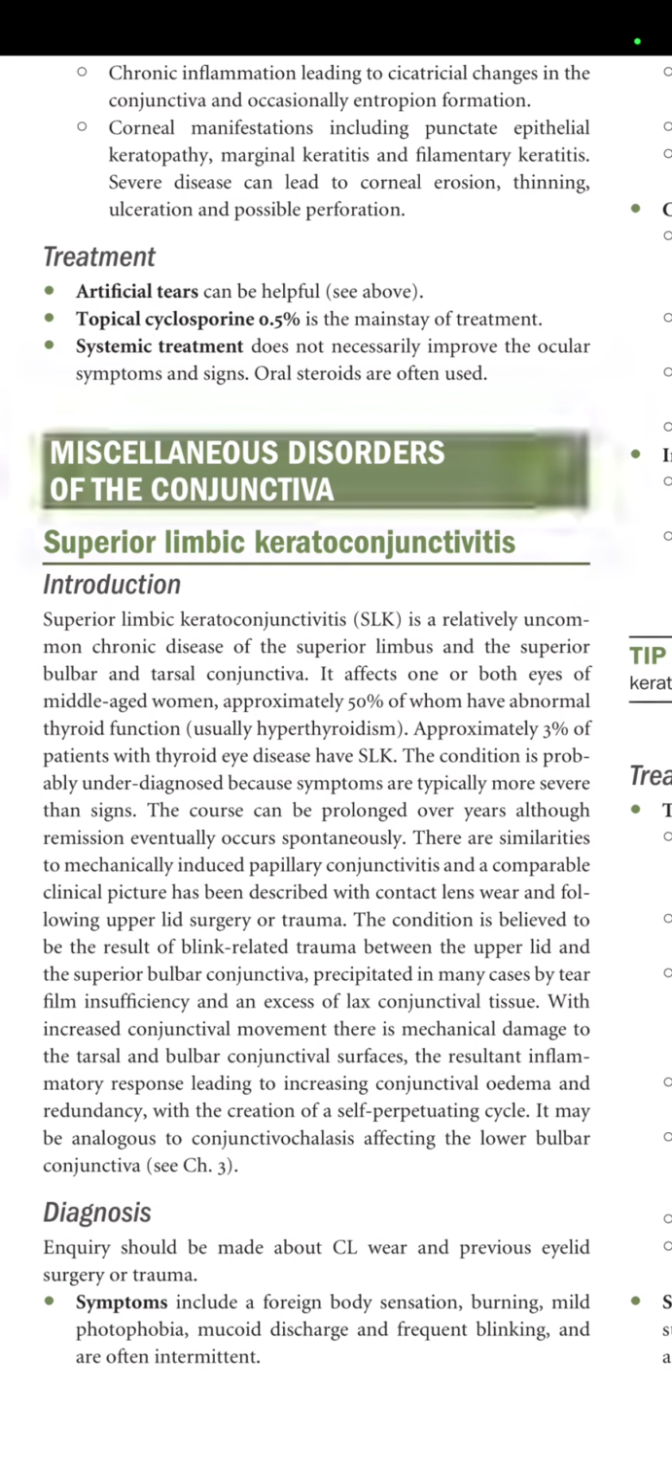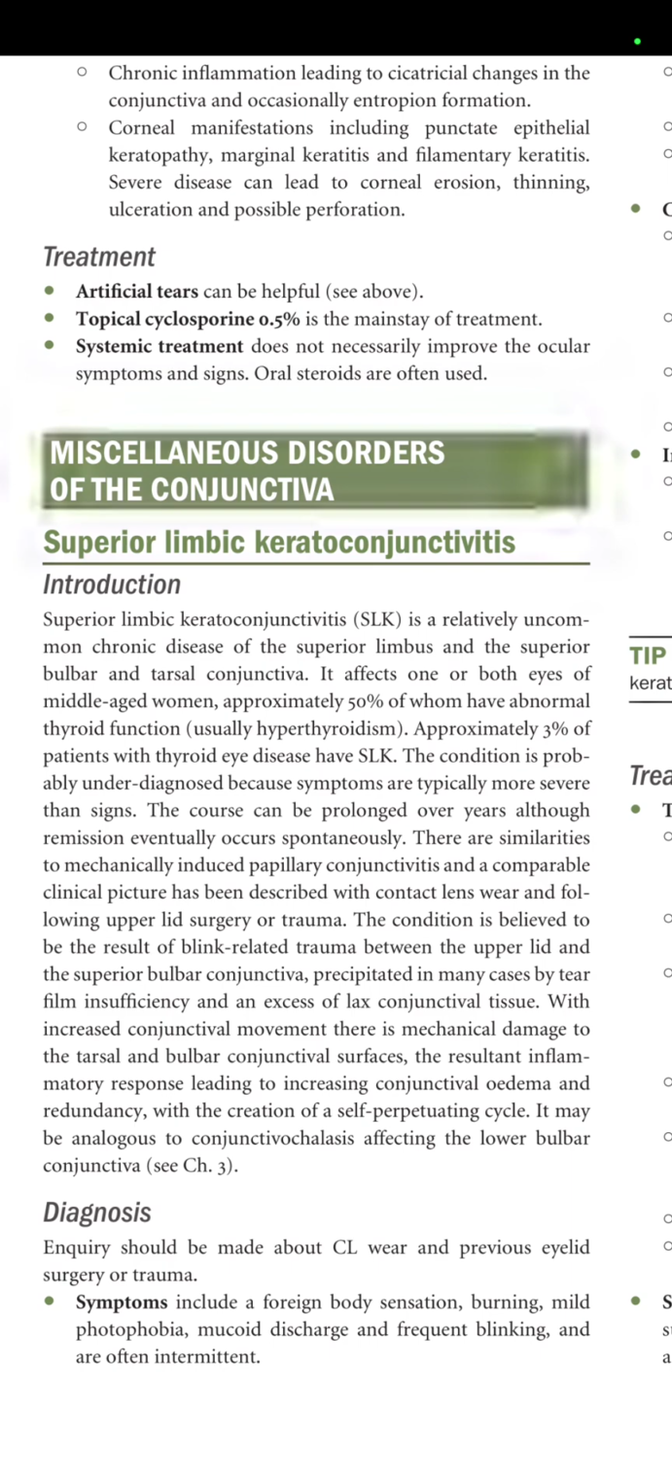Introduction. Superior limbic keratoconjunctivitis, SLK, is a relatively uncommon chronic disease of the superior limbus and the superior bulbar and tarsal conjunctiva. So all the superior side is involved. It affects one or both eyes of middle-aged women, approximately 50% of whom have abnormal thyroid function, usually hyperthyroidism. Approximately 3% of patients with thyroid eye disease have SLK. So if a patient presents to you with SLK, then 50% of them will have deranged TFTs and hyperthyroidism.